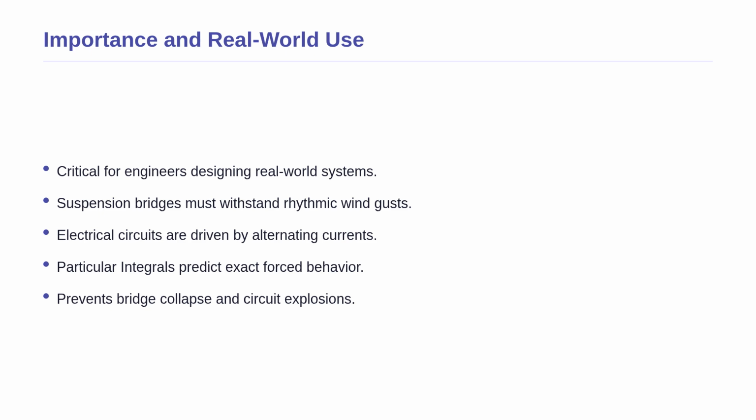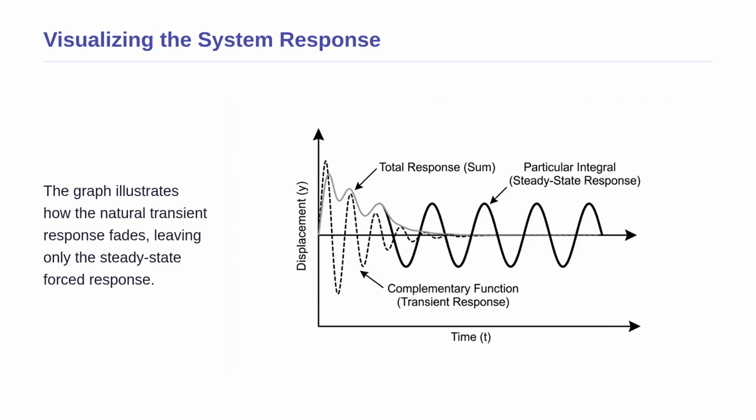that specific external force. If engineers only calculated the natural, unforced response, they would completely miss how the system behaves when actually turned on and put to work. Without calculating the particular integral, we could not predict resonance, meaning bridges could collapse and circuits could overheat and explode. Let us look at a visual representation of everything we have discussed.